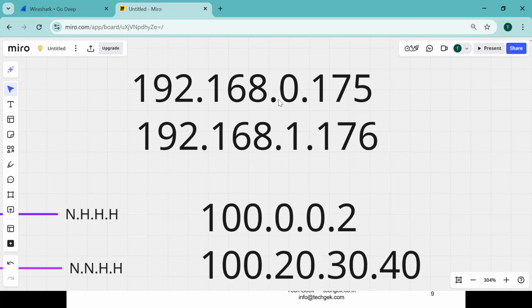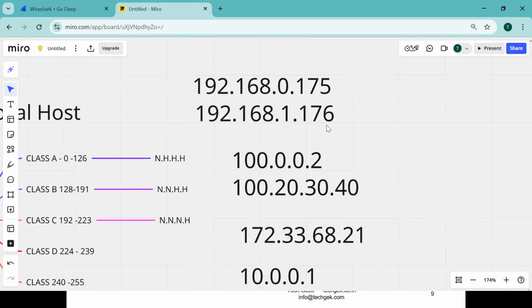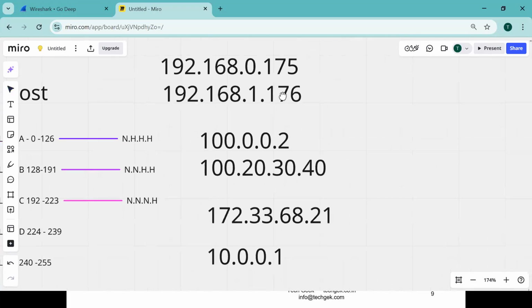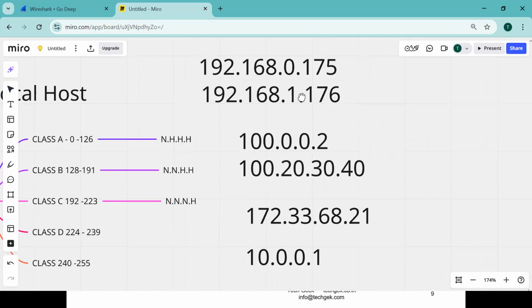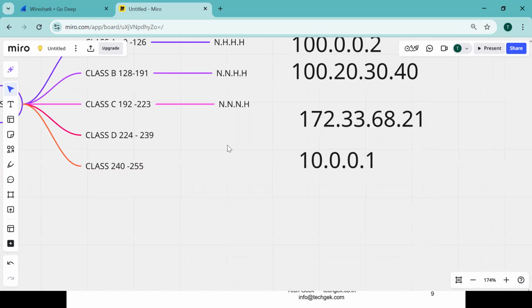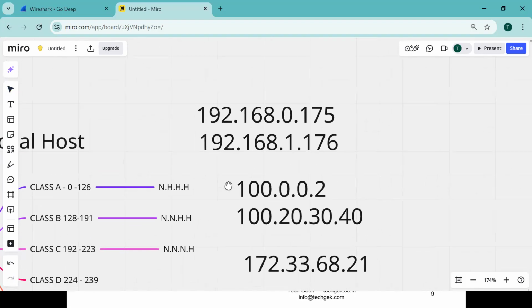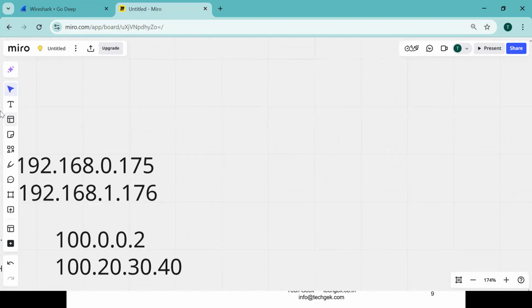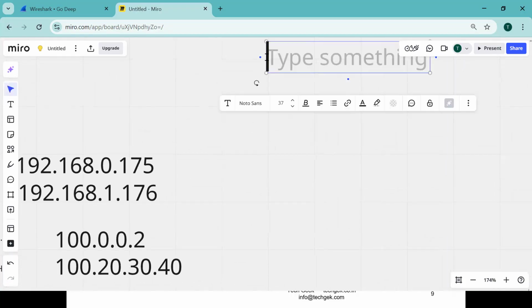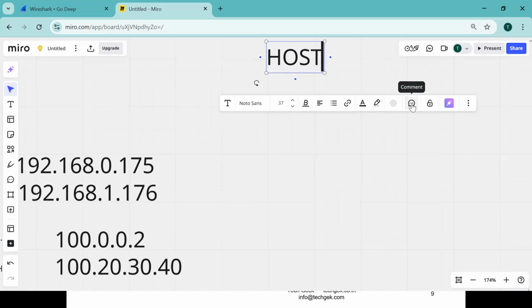Now, let me take you to the example here. If you ask me about class D and class C, how many networks and hosts will be there? There will be no network and no host in class D and class C, which is on the customer. Now, if I talk about the host value, the host can be anything between 0 to 255. That's how the devices are.